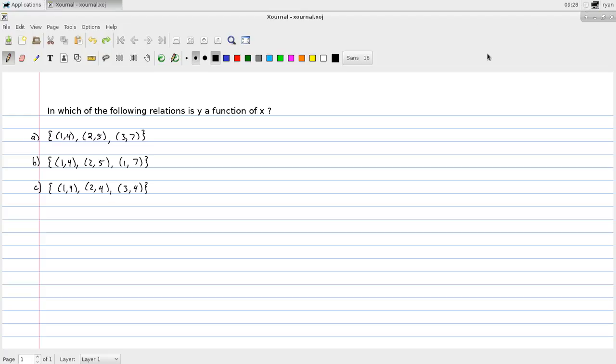In which of the following relations is y a function of x? Starting with part A, I'm going to list out the x values and the corresponding y values.